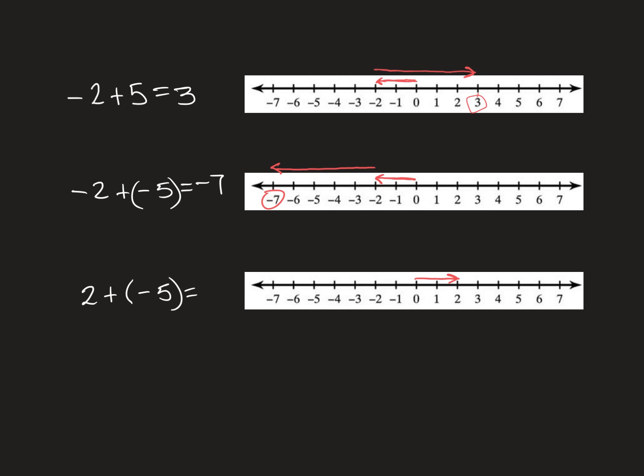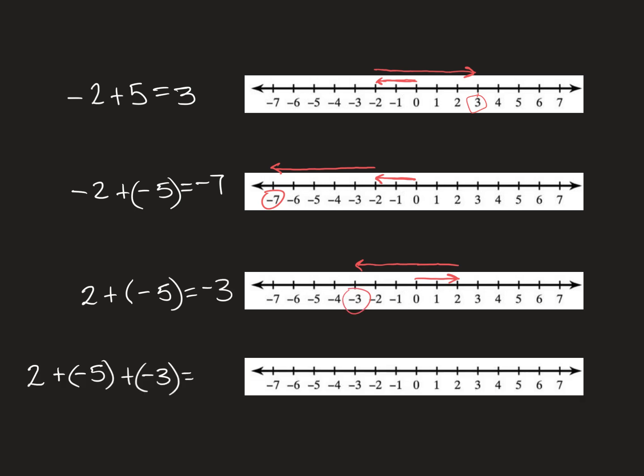So we're adding negatives, and the negatives move to the left. So we'll move to the left 5. So 1, 2, we're back at 0, 3, 4, 5. And we are at -3. So that's the answer to that one, -3. So we can just keep on adding.